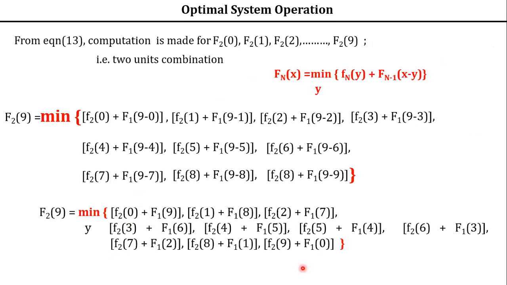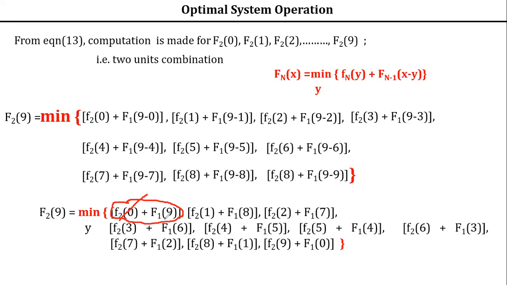F2 of 0, F1 of 9. What is the value of this one? Can anyone tell what is the value of this F2 of 0, F1 of 9? F2 of 0 means unit 2 is not producing any generation, 0. That means it is not operating unit 2. So unit 2 we are not operating, that is not existing. So what is existing? Only F1 of 9. That means unit 1 will be generating the whole 9 megawatt.